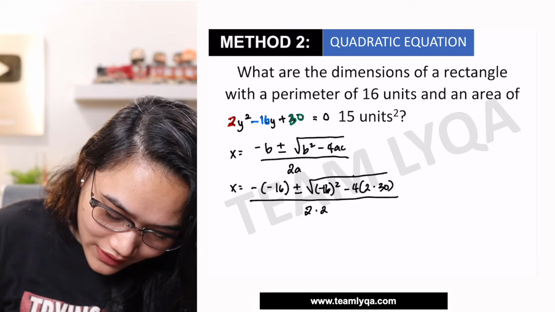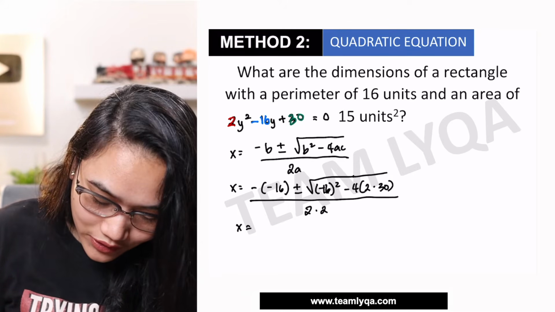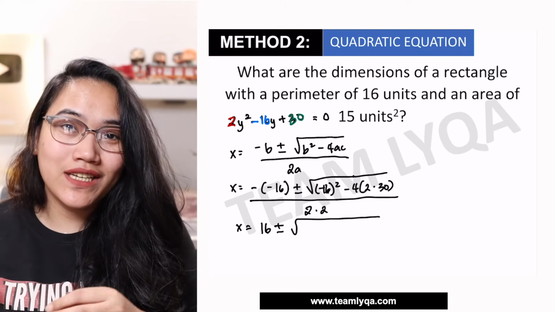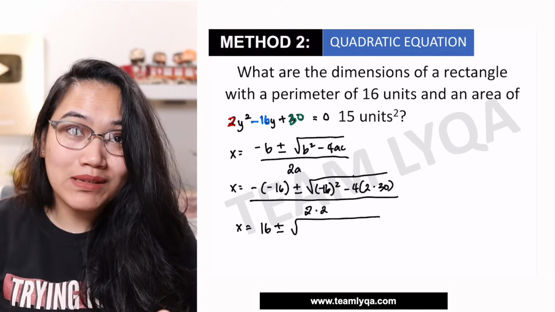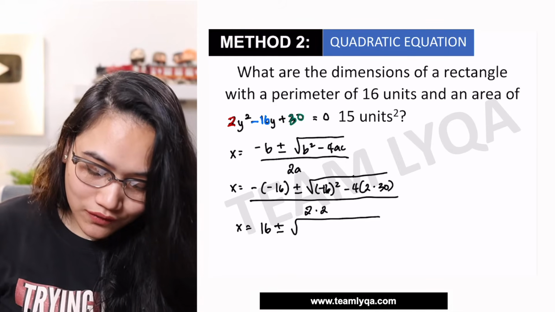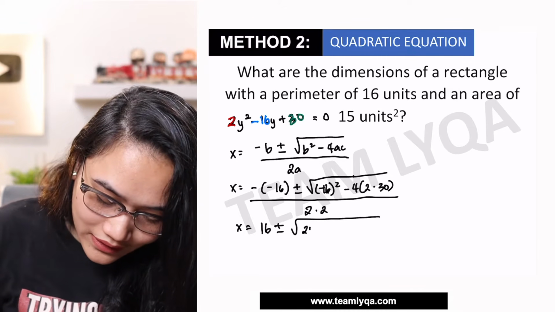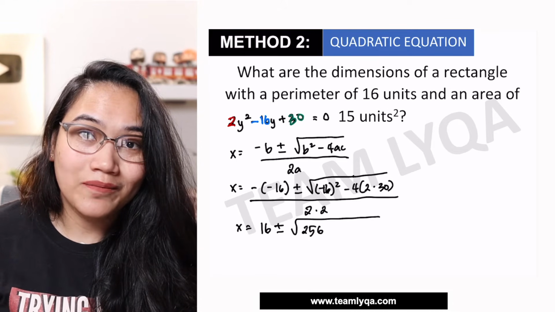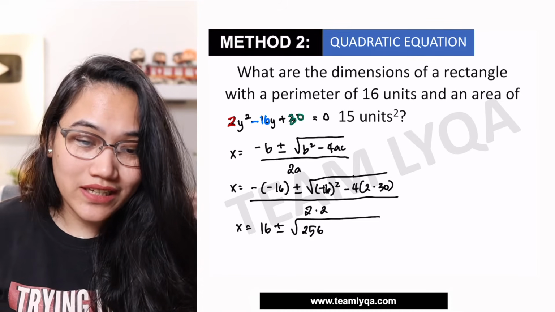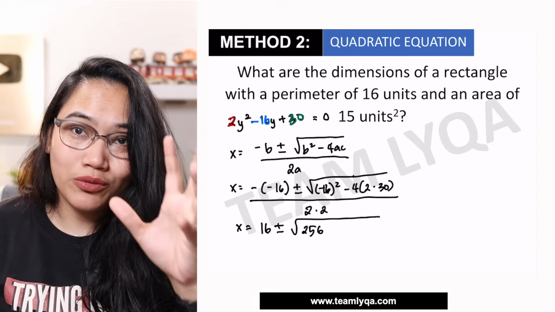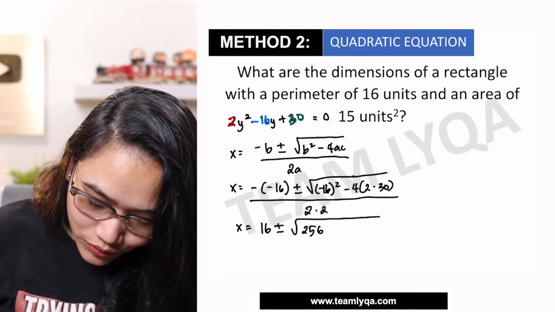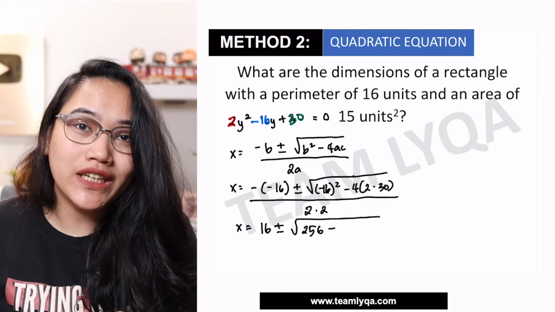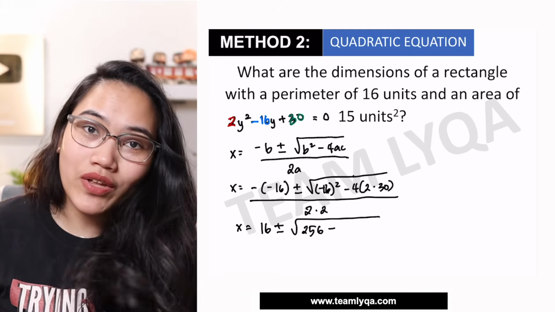Okay, so you have x is equal to negative of negative 16 is going to give you positive 16 plus or minus the square root of, negative 16 squared is negative 16 times negative 16. That is going to give you 256. And because negative times negative is positive, our 256 is positive. If you're confused there, we have a video series on multiplying integers. So you may want to go and check that out. So 256 minus 4 times 2 times 30. 2 times 30 is 60 times negative 4. So that is minus 240.